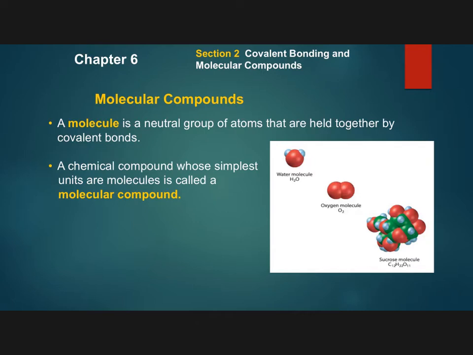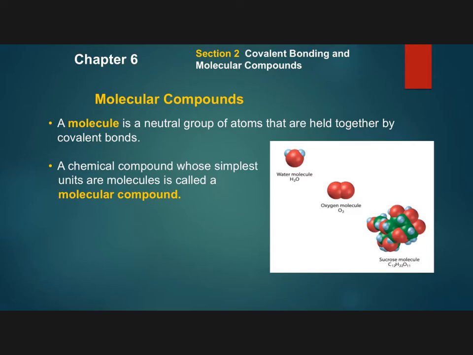A covalent bond is when you are sharing electrons, meaning no one element is gaining or losing, but the electrons are being shared between two elements. And those two electrons being shared in between is an example of a bond.